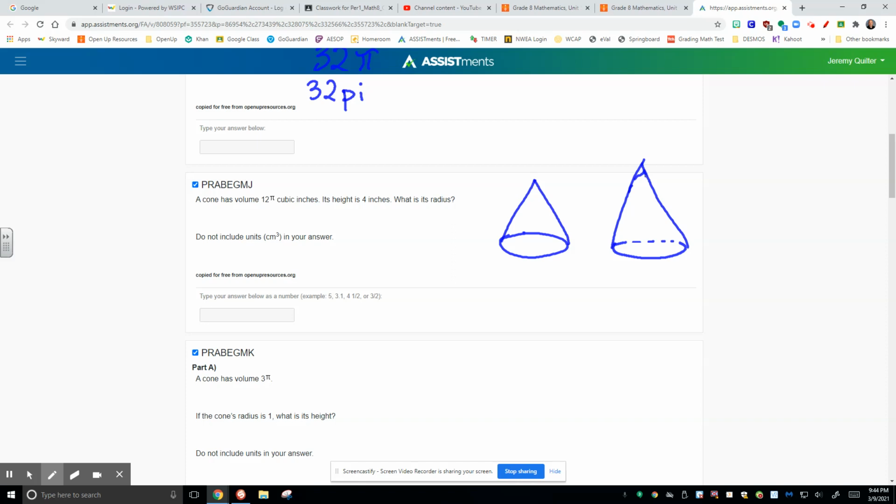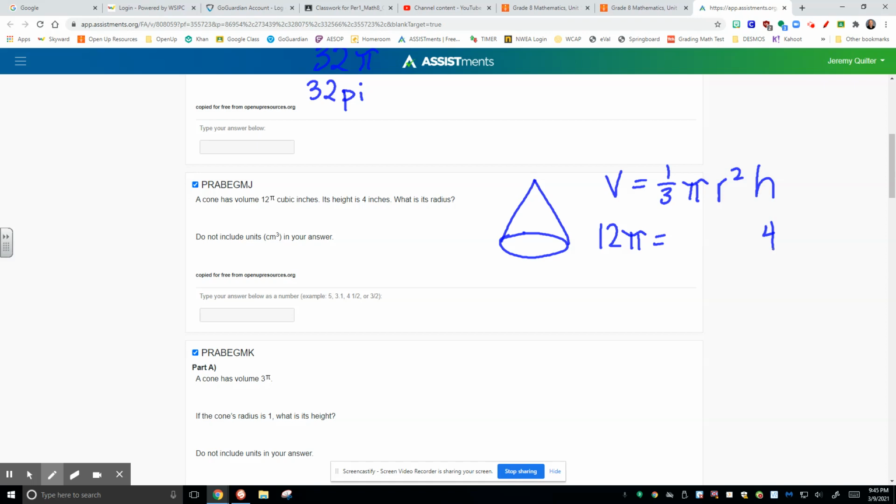What we're after with this is just the understanding of how to set this up. We need to first remember what the volume for a cone is. The volume is equal to 1/3 times pi times the radius squared times the height. And we can look at what we actually know about the situation. I know the volume is 12 times pi. I know that the height is 4, and I know that I have to figure out the radius.